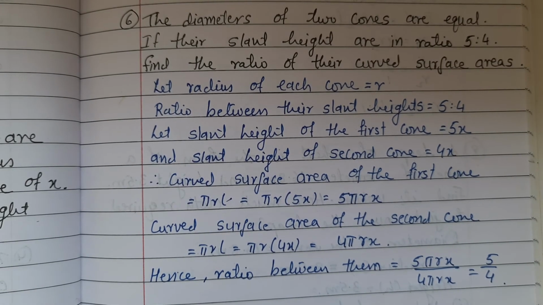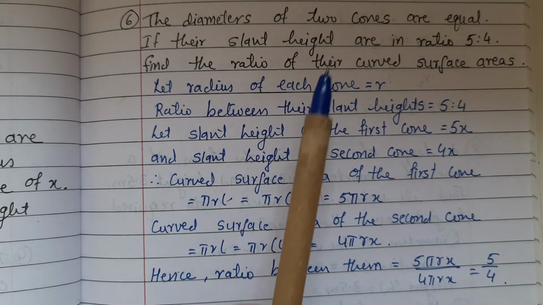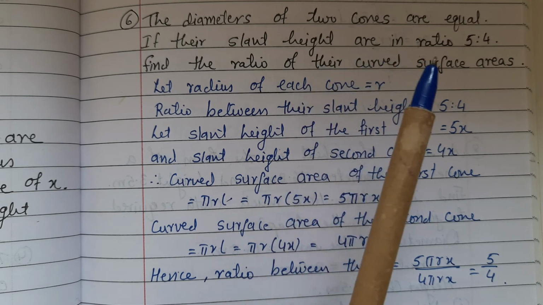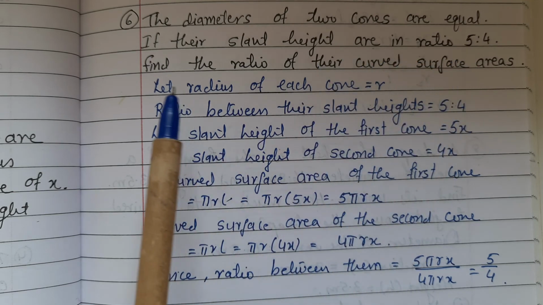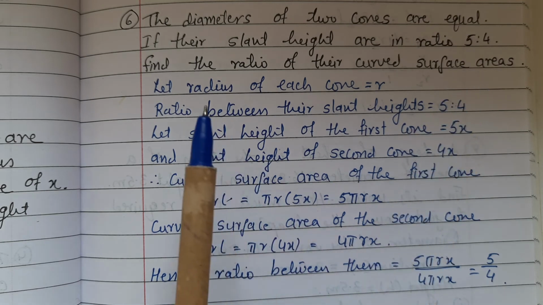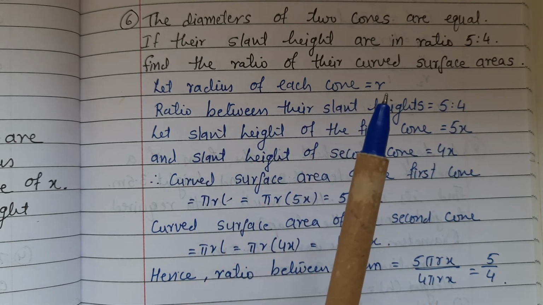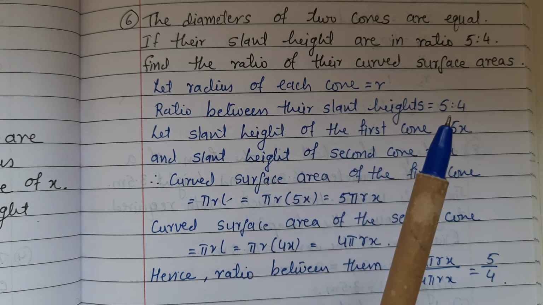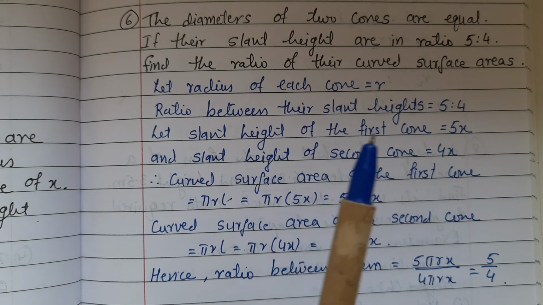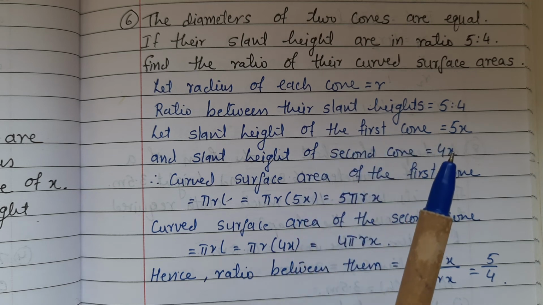Sum number 6. The diameters of two cones are equal. If their slant heights are in ratio 5:4, find the ratio of their curved surface areas. Let the radius of the cone equal r. Ratio between their slant heights is 5:4. Therefore, slant height of first cone 5x, slant height of second cone 4x.